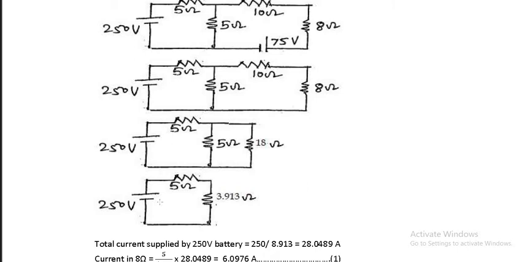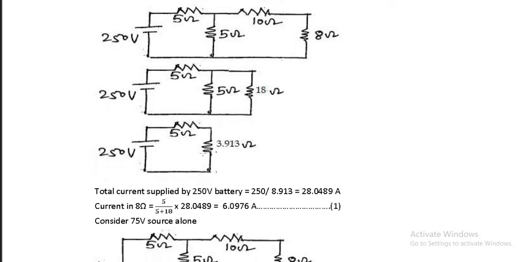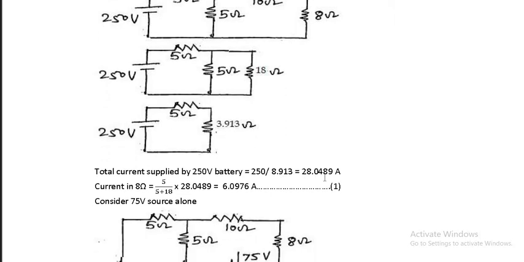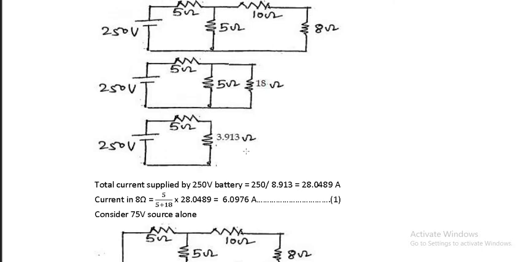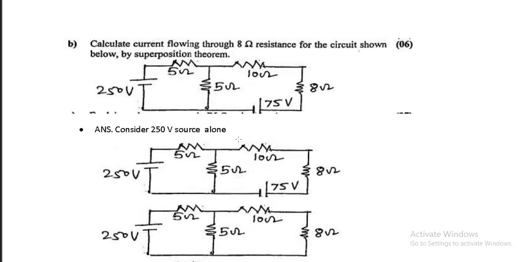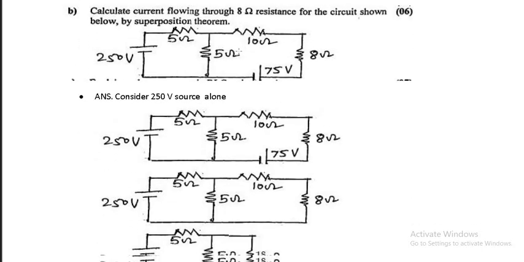Okay, so finally we are settling down to a simple series circuit. So 250 volt, 5 ohm and 3.913. So you can find out the total current supplied by the battery as 250 upon 5 plus 3.913, that is 8.913, which gives 28.0489. So this is the total current. Is this the current we want? No, we want the current flowing through the 8 ohm resistance, right? You can see over here the 8 ohm resistance.